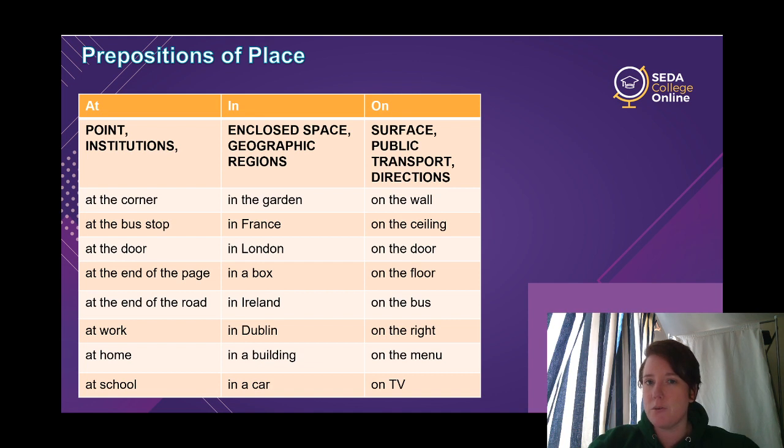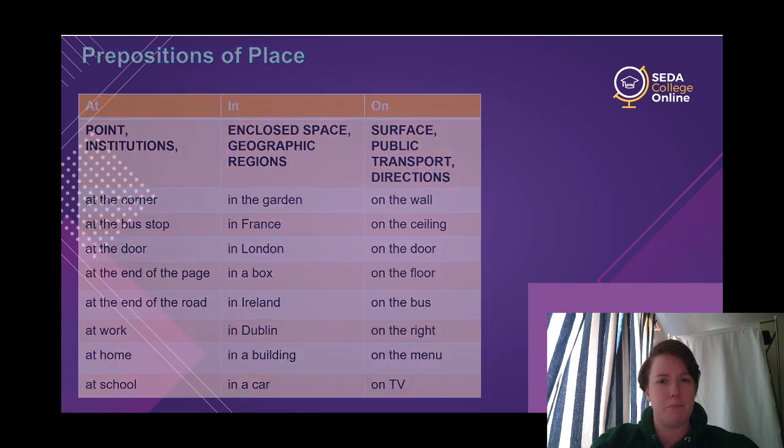On the menu, okay, so you would ask in the restaurant, what's on the menu today? And on TV, because TV is flat, okay? So guys, that's the different times we use prepositions of place. Let's look at some examples.